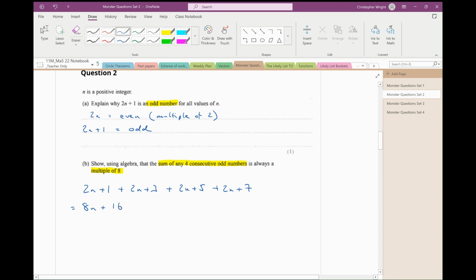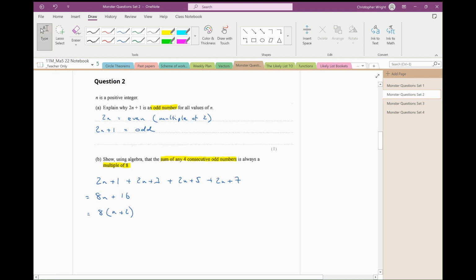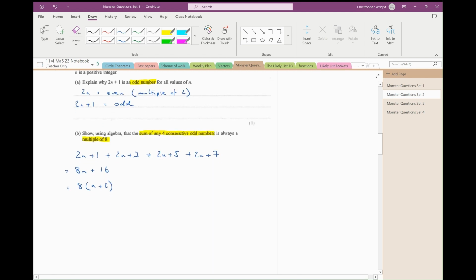Now how can I show that that's always a multiple of 8? Well, the answer is to show that 8 is a factor of it. So there we go. There I have shown that the sum of any 4 consecutive odd numbers is always a multiple of 8.